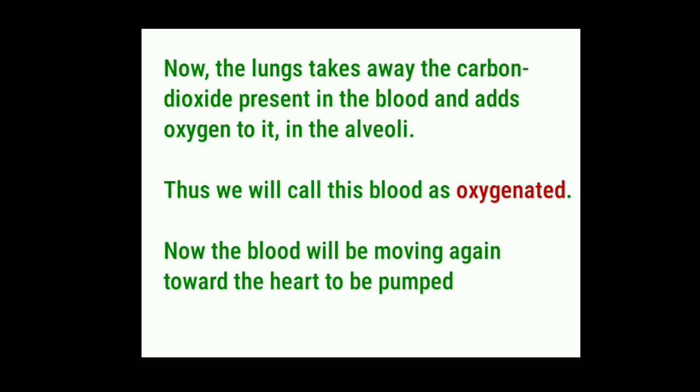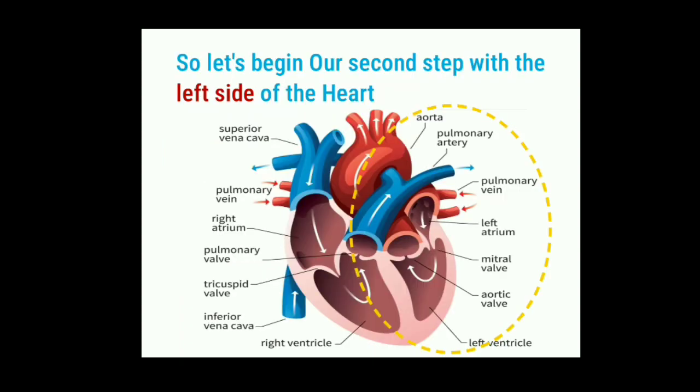Now, the lungs take away the carbon dioxide mixed in the blood and add oxygen to it in the alveoli. Thus, we will call this blood oxygenated blood. Now, the blood will be moving again toward the heart to be pumped. Now, we will be moving to the left side of the heart. The pulmonary vein originating from the lungs brings the oxygenated blood to the left atrium of the heart.